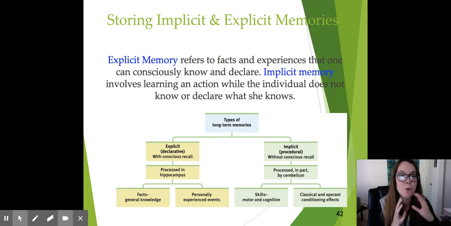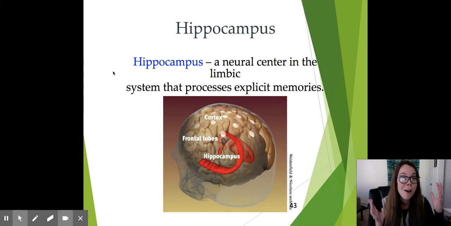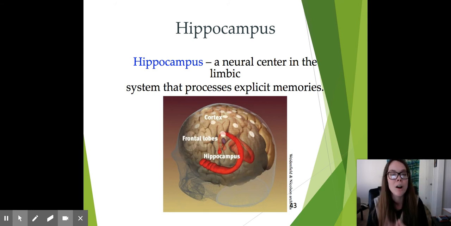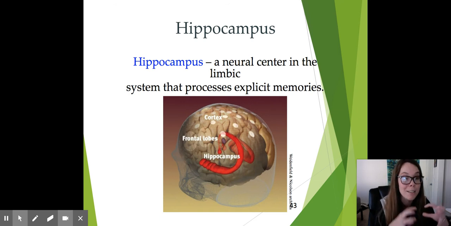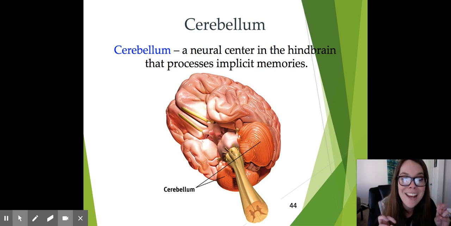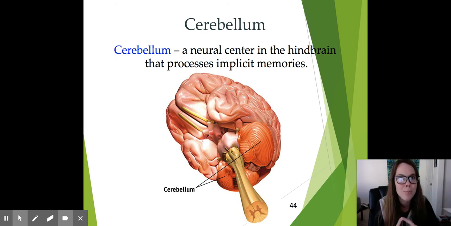We've really got to know the difference of the two, and I highly recommend drawing this out. All right, a little bit of a reminder of where our hippocampus is. It's a part of our limbic system, which is our emotional system, where it processes explicit memories. The hippocampus is where explicit memories lie. Our cerebellum, and that's why it's also called the little brain, I don't know if anyone caught on to that in our earlier chapter, is the neural center in the hindbrain that processes implicit memories.